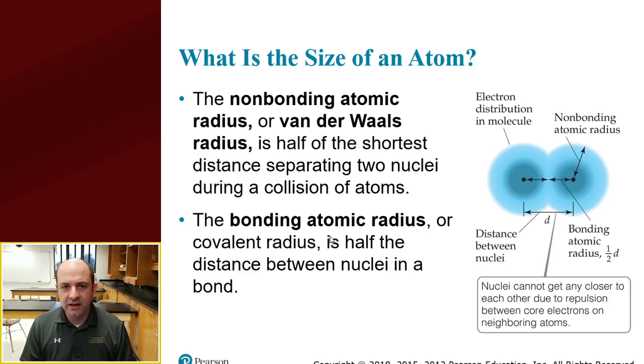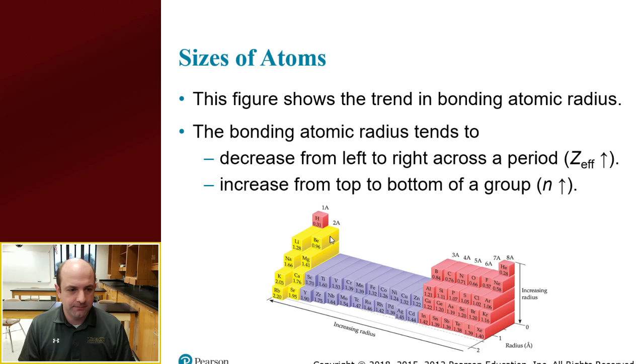But bonding atomic radius is the one we usually are interested in. All right. So if we look here, here's a figure of the bonding radius, and we can see the trend. As we go across, the radius actually gets smaller, right? So lithium's at 1.28, beryllium smaller, boron smaller, smaller.